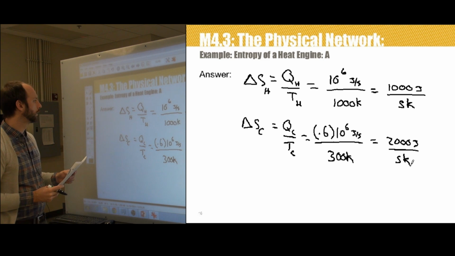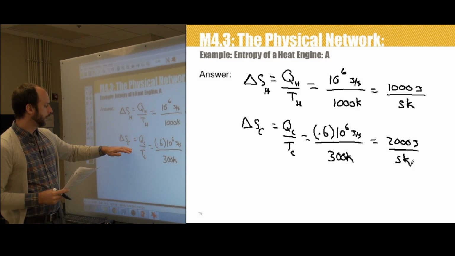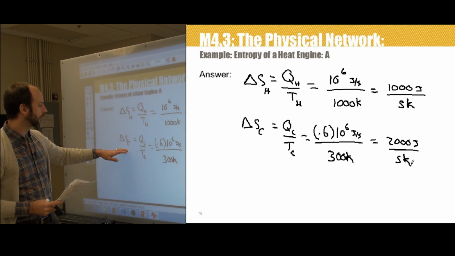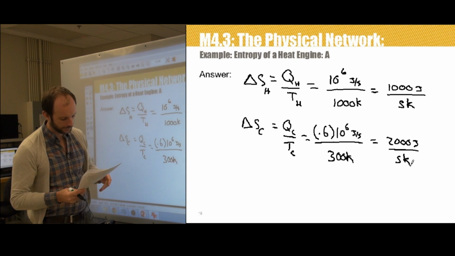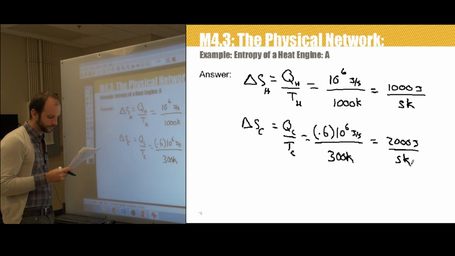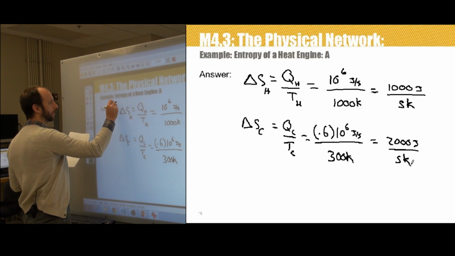So the entropy gain of the cold source is 2000 joules per Kelvin, and the entropy loss of the hot source is 1000 joules per Kelvin. That's part A.